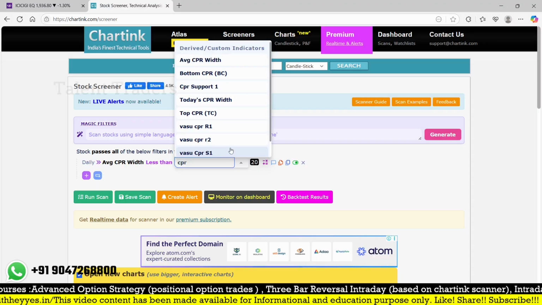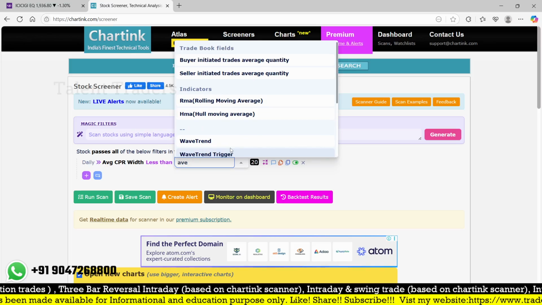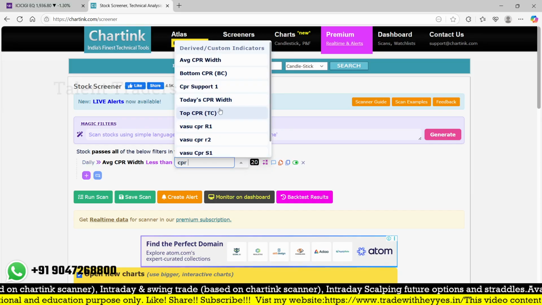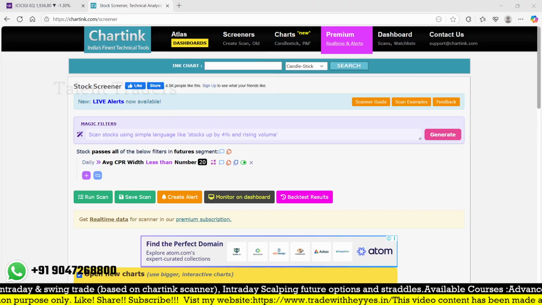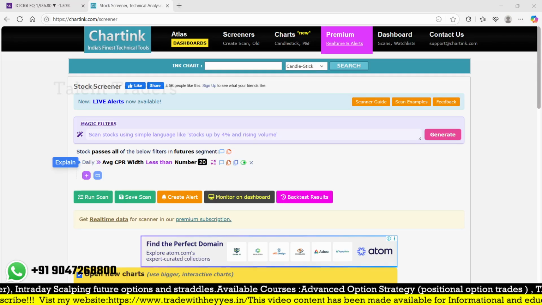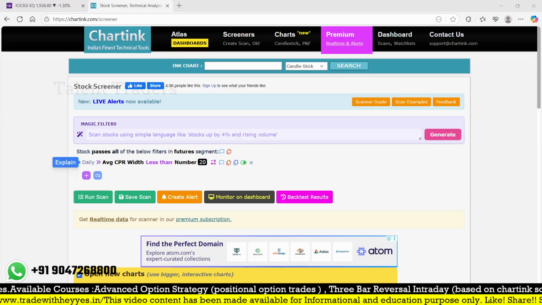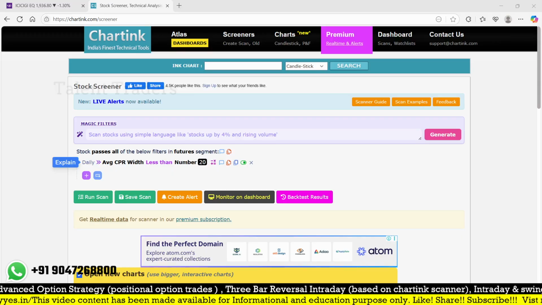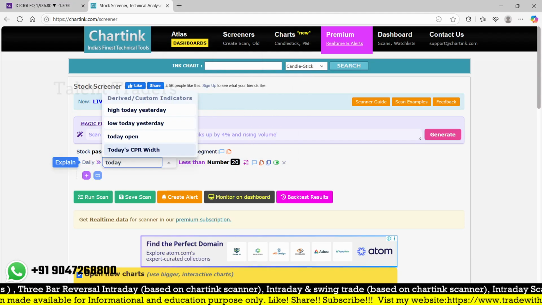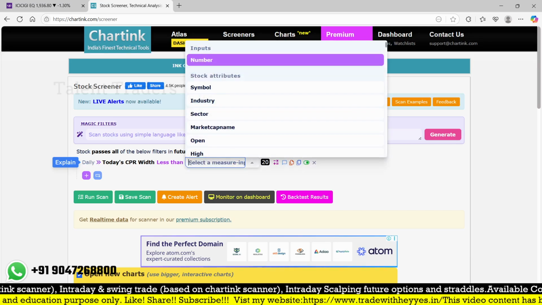average CPR width. One more we find. I want to check the CPR width and the previous one. So we created a scanner that helps you find stocks by today's CPR and average CPR. Today's CPR must be less than the average CPR.